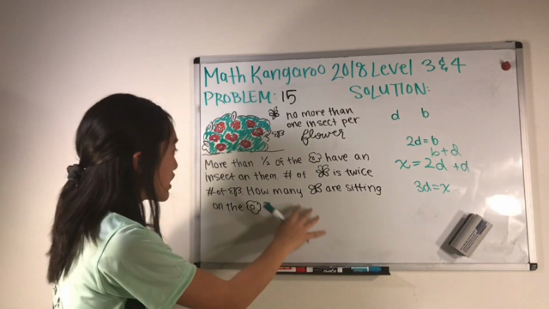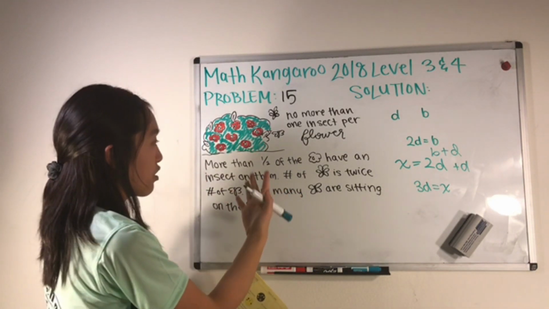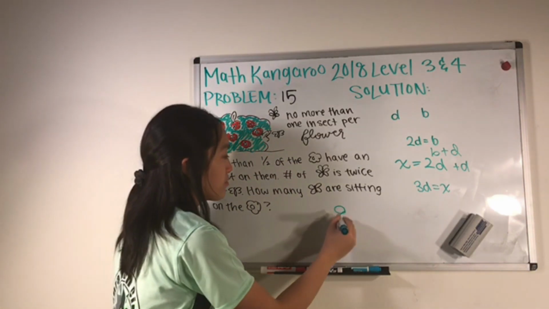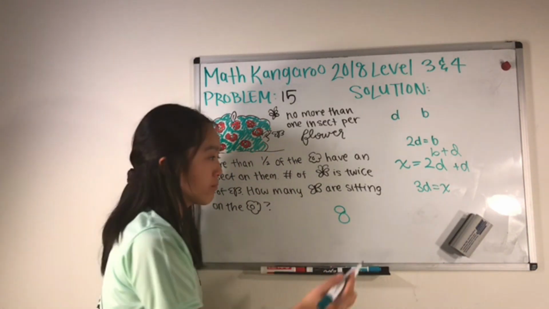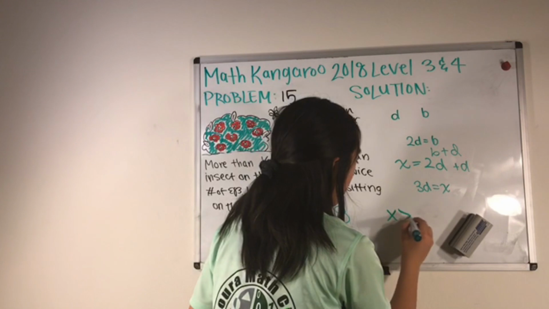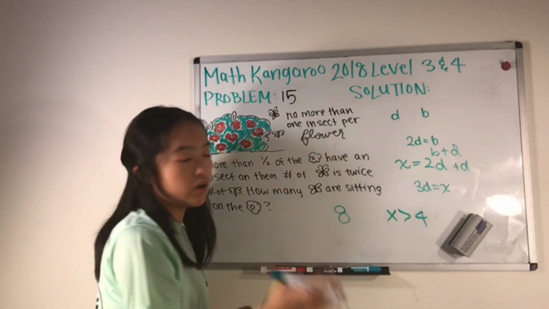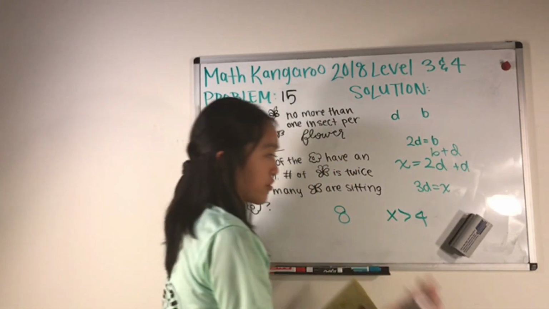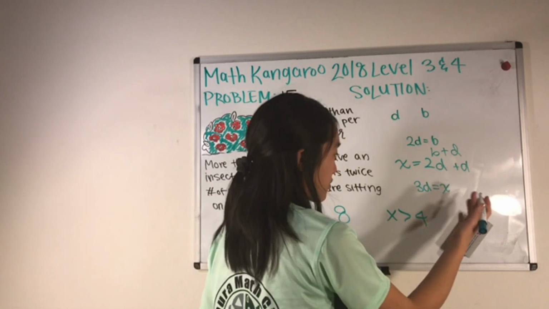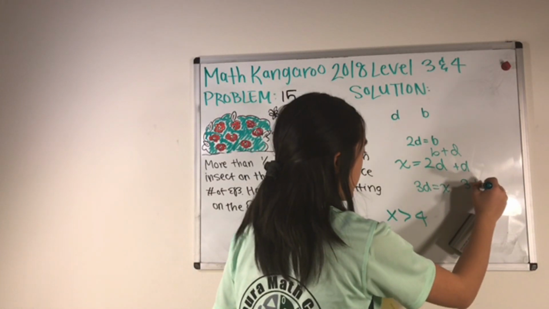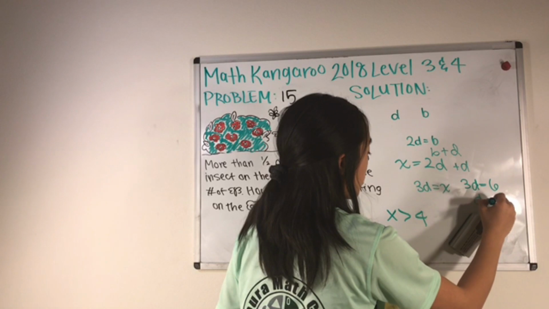And it also must be over half of the number of flowers. Since there are 8 flowers, x must be over 4. So x must be greater than 4 and also a multiple of 3. And what number do we know that does that? The number 6. So assuming that x is 6, we do 3d equals 6, and d ends up equaling 2.